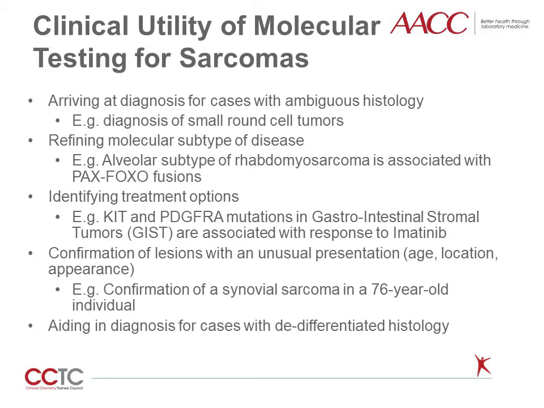Identifying treatment options, for example, KIT and PDGFRA mutations in gastrointestinal stromal tumors, and those are associated with response to imatinib. Confirmation of lesions with an unusual presentation, for example, confirming a synovial sarcoma in a 76-year-old individual. And of course, synovial sarcomas are usually pediatric neoplasms. And finally, aiding in diagnosis for cases with dedifferentiated histology.